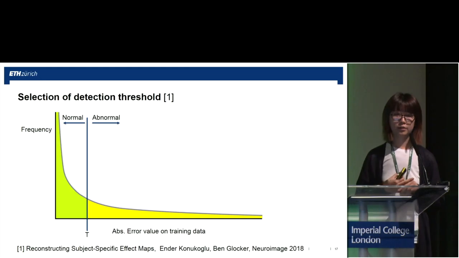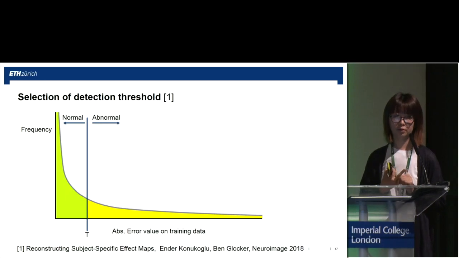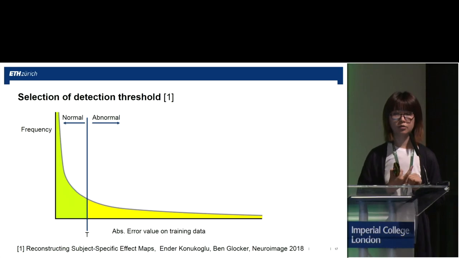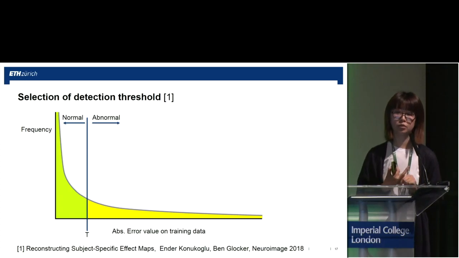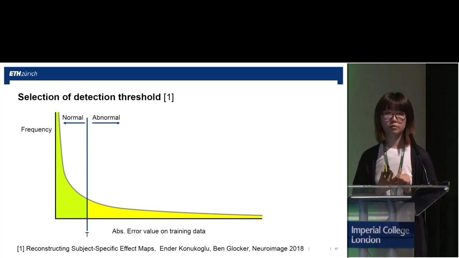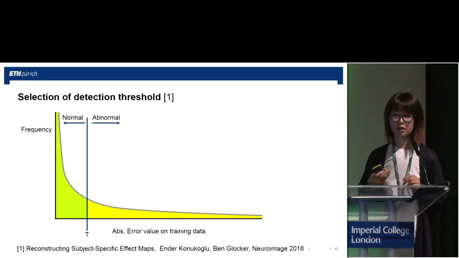So we will find a threshold such that this threshold will give us a certain number of false positives on the healthy data, for the reason that during training we still don't have access to the test data, which are images with lesions. So we have to decide the threshold based on the healthy data alone. So this false positive rate can be arbitrarily chosen for specific tasks.